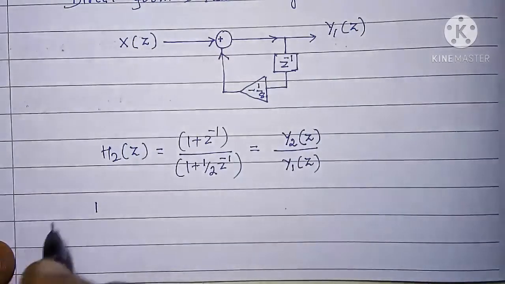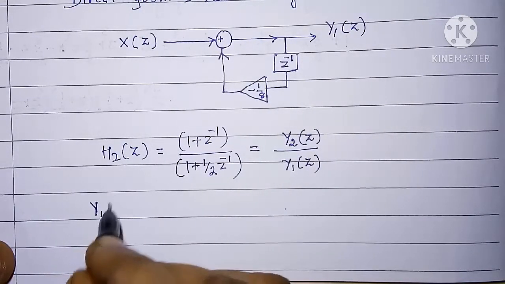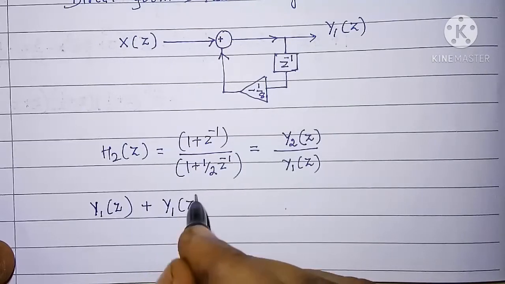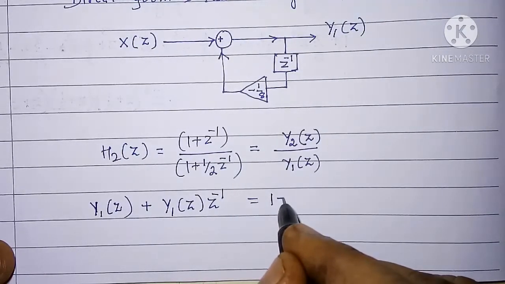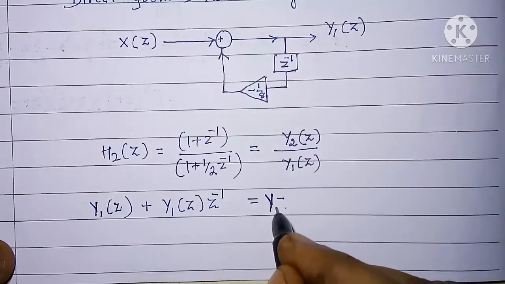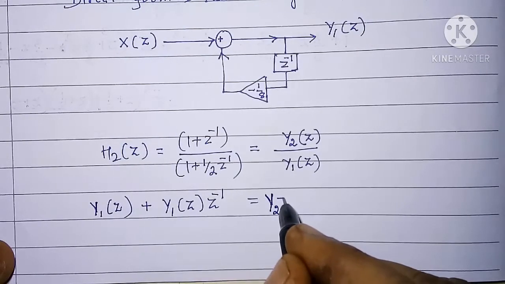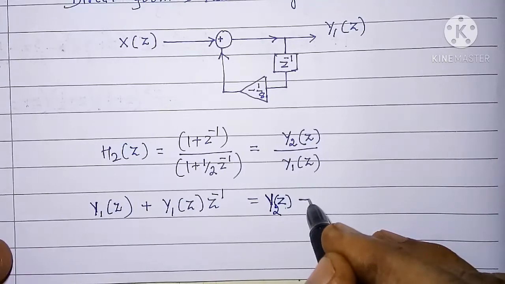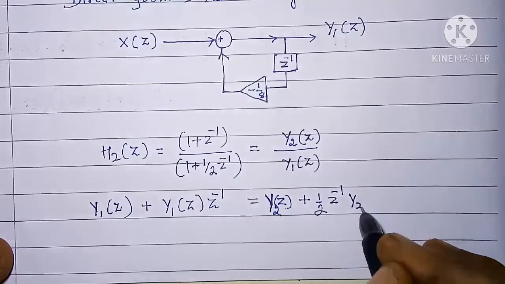Now cross multiplying, we get Y1 of Z into 1, that is Y1 of Z only, plus Y1 of Z into Z raised to minus 1, that is equal to 1 into Y2 of Z, that will be equal to Y2 of Z only, plus half into Z raised to minus 1 into Y2 of Z.